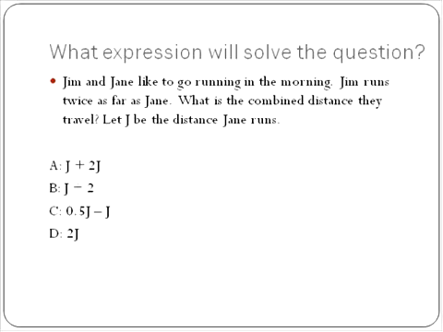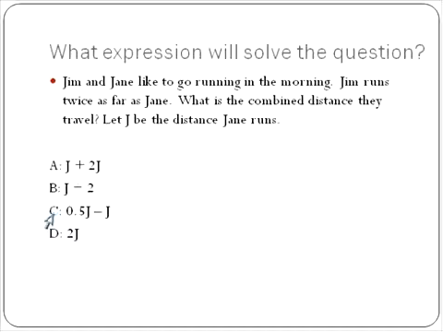Let's look at another type of question before we go. This is actually a word problem, and I'm asking what expression will we use to solve the question. Jim and Jane like to go running in the morning. Jim runs twice as far as Jane. What is the combined distance they travel? Let J be the distance that Jane runs. So we need to say J is a variable, and it represents the distance Jane runs.